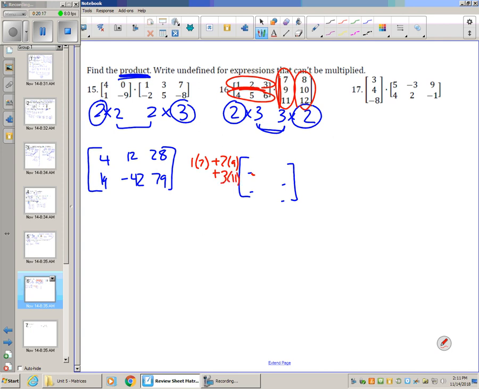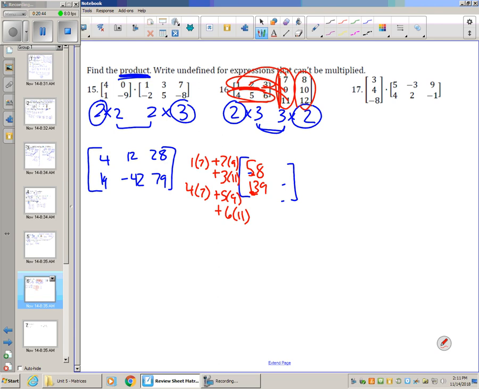Okay? That's the first with the first, second with the second, third with the third. That ends up being 58. Same thing for the next one. This entry right here is the second row with the first column. So that's 4 times 7 plus 5 times 9 plus 6 times 11, which ends up being 139.